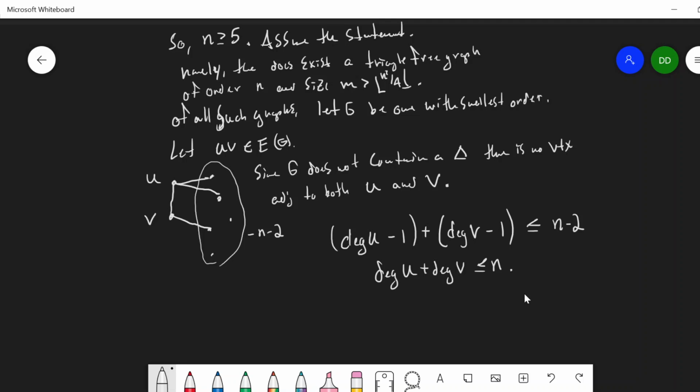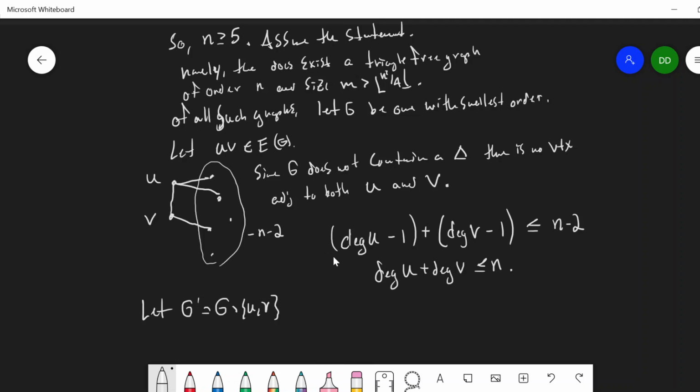Now that'll be important later on. So like I said, the idea here is I'm going to take G, this minimal counterexample with respect to order, and I am going to remove u and v. I'll produce a smaller graph G prime. Let me maybe start with that. So I'll let G prime equal G minus uv. So I'm going to remove those vertices from G.